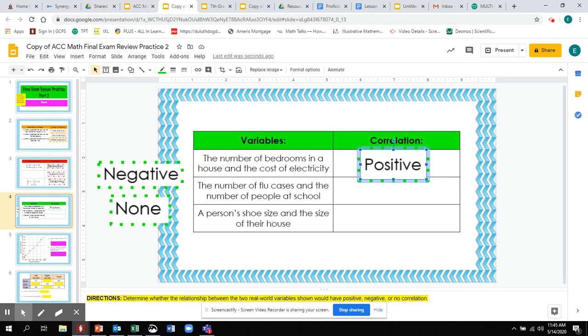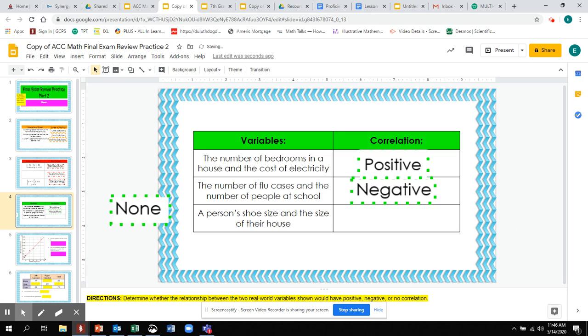Next, the number of flu cases and the number of people at school. So again, I start by saying, as the number of flu cases increase, what happens to the number of people at school? Well, the more people who have flu, so as that goes up, I know that typically the number of people who are at school goes down because those people are staying home because they're sick. So as the flu cases increase, the number of people at school decreases. And if one of them is increasing while the other is decreasing, this has negative correlation.